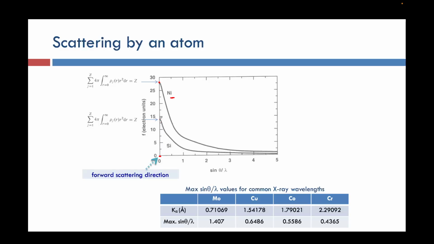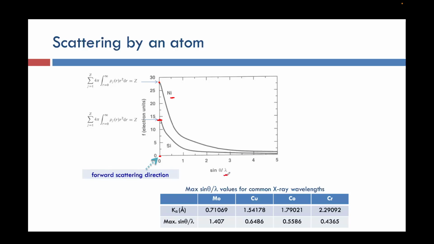Same thing I can take, say, for silicon as well. Only when it is 0, all of the 14 electrons are contributing to my scattering, right? And the curve goes like this, it is decreasing. So when this is taking place, what we can see is sine theta by lambda.